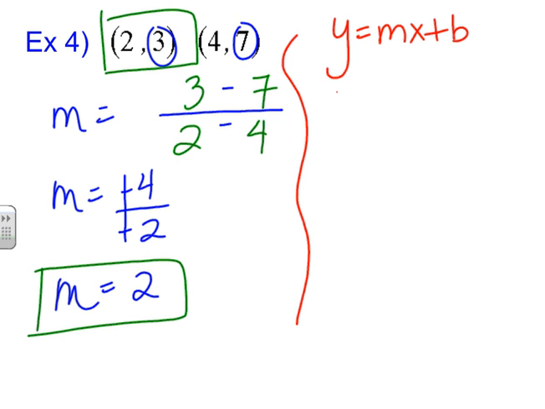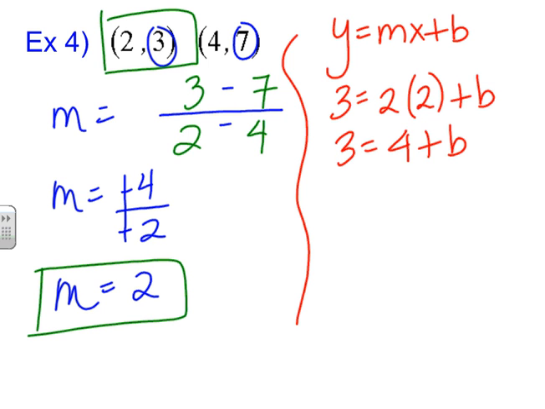So I'm going to put that this is the point of 3, slope of 2, and the other part of the point, which is 2, plus the y-intercept. I'm going to simplify it. 2 times 2 is 4. So 4 plus a number is going to give me 3. So what I'm going to do is subtract 4 from both sides. And 3 minus 4 is negative 1. So I find out that the y-intercept is negative 1.